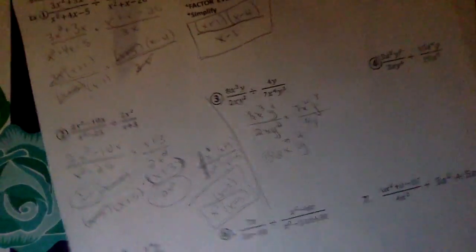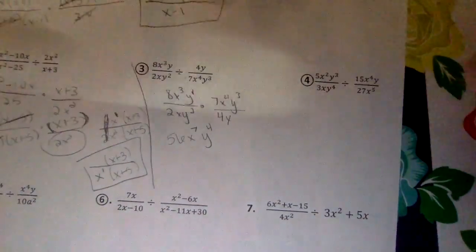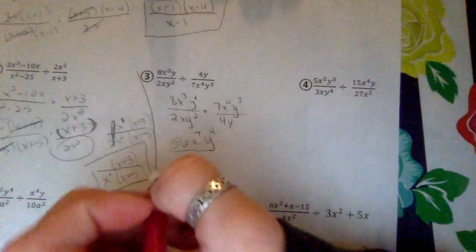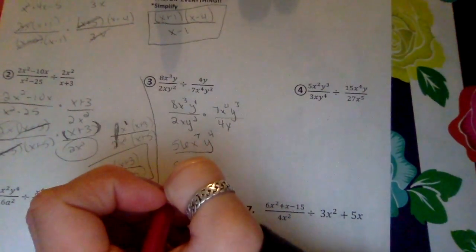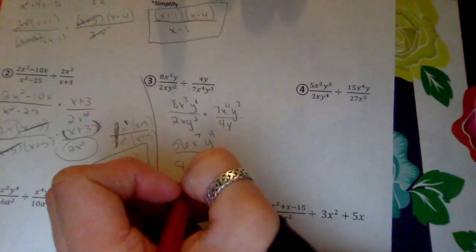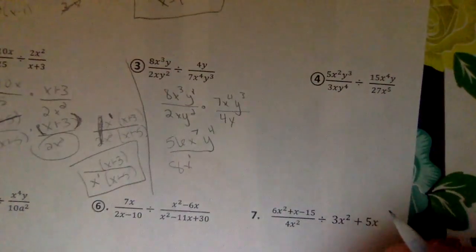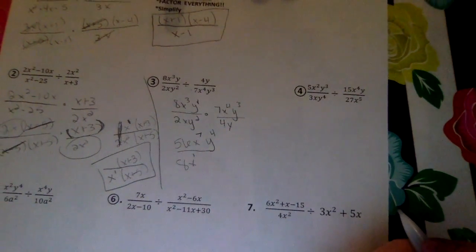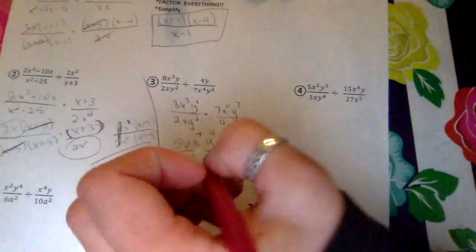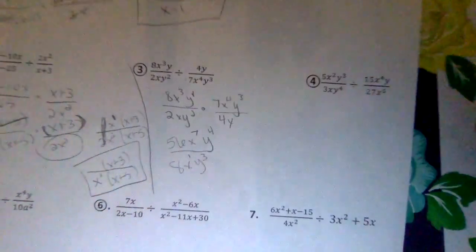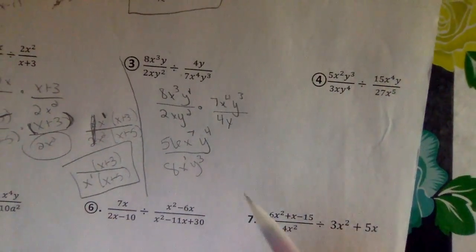Then on the bottom, do the same thing. We're going to multiply or gather everything. So on the bottom, we have 8. Just the x. I'm going to write x to the first because I like to see my exponents there. And then we're going to have y cubed. Okay, that's what we have when we gather everything.